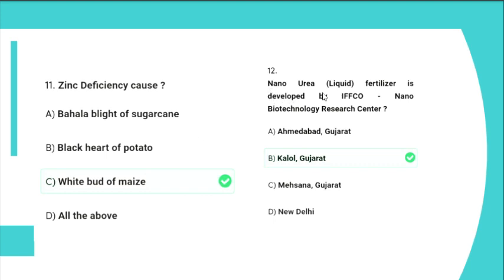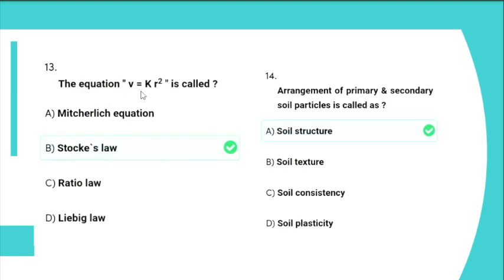Coming to the next: nano urea liquid fertilizer is developed by IFFCO. Nano Biotechnology Research Center is located in? The answer is Kalol, Gujarat. Next question: the equation V equals K R square is called Stokes law. Next question: arrangement of primary and secondary soil particles is called? The option is A, soil structure.